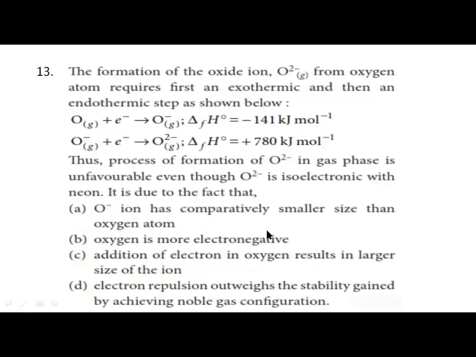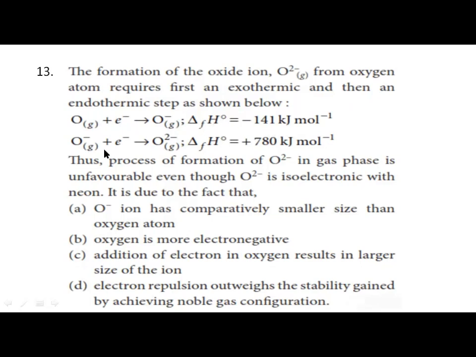Next question. The formation of oxide ion O2 minus from oxygen atom requires first an exothermic and then endothermic steps as shown. Okay, oxygen gains an electron very easily because its atomic size is small.